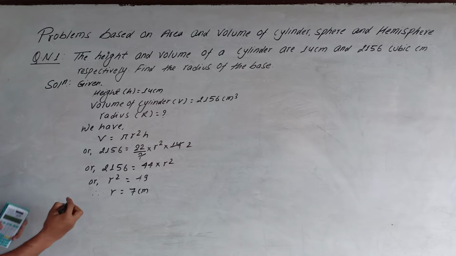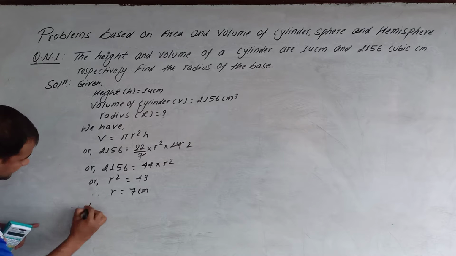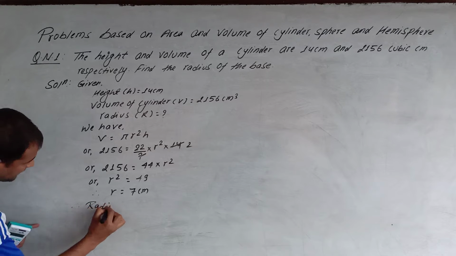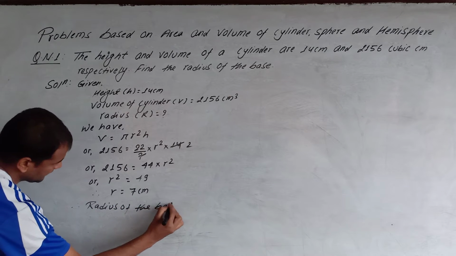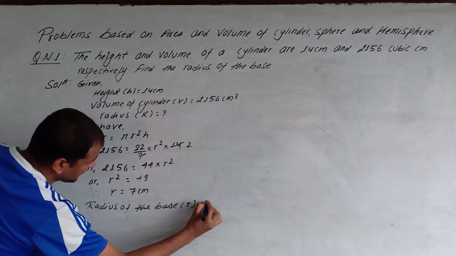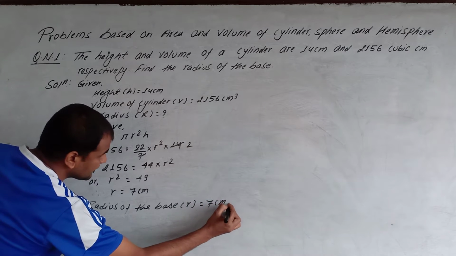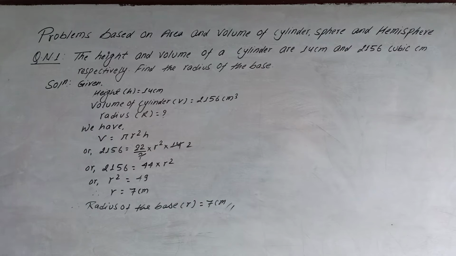So we can write here, therefore radius of the base r is equal to 7 centimeter. This is our answer. So we find a radius in this way when the height and volume of the cylinder are given. Then we discuss the next question.